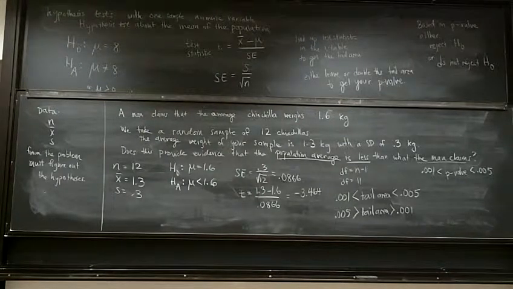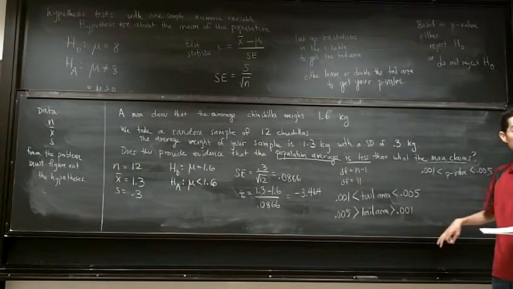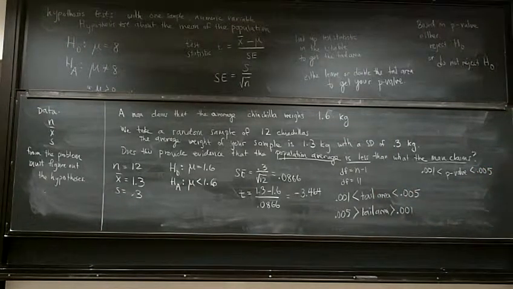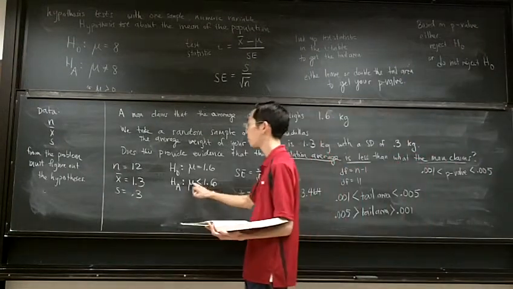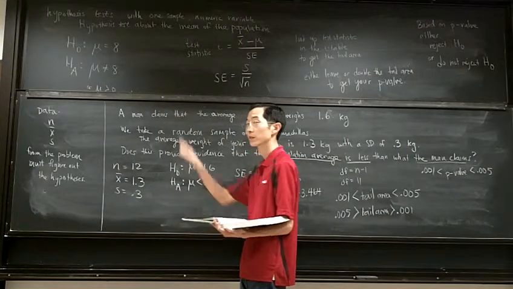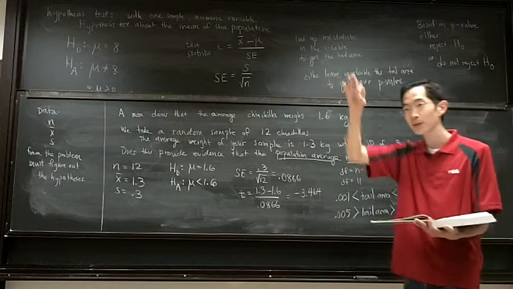Professor, if it was two-tailed, would you double the negative 3.464? I would not double the negative 3.464. I would first find my tail area and then double my tail area. So if it was two-tailed, you would double 0.005 and 0.001. When do we have a two-tailed test? When the alternative has a not equal sign.